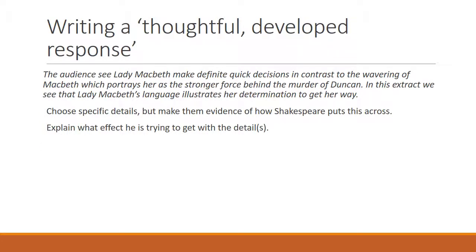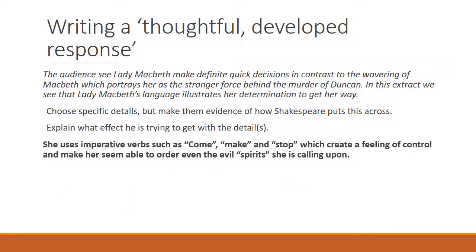So, now we've got that, we're looking to zoom in even closer now on specific details. But make sure that that is evidence of how Shakespeare puts this across, not of what happens. And then we need to explain what effect he's trying to get with those details. So here I go. Having said that, it's her language that illustrates her determination to get her way. I've given you an example of that, and I've mentioned some terminology in the way.